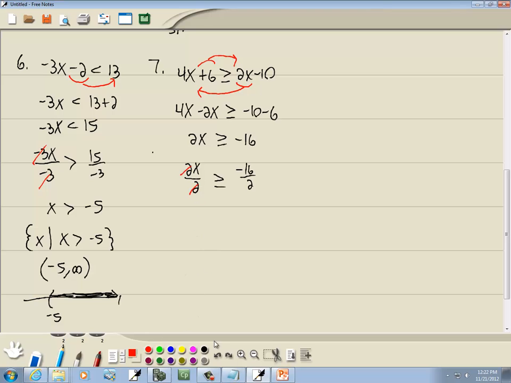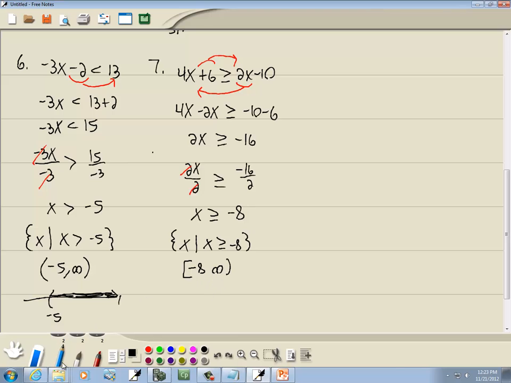So we're going to have x is greater than or equal to negative 16 divided by 2, which is negative 8. Set builder, just put curly brackets around it, x with a vertical bar, like that. Greater than or equal to -8, so that means it's going from -8 to positive infinity. Infinities always have parentheses. Now it's a greater than or equal to. The equal to part means you put a bracket on here instead of a parentheses. So -8 to positive infinity.